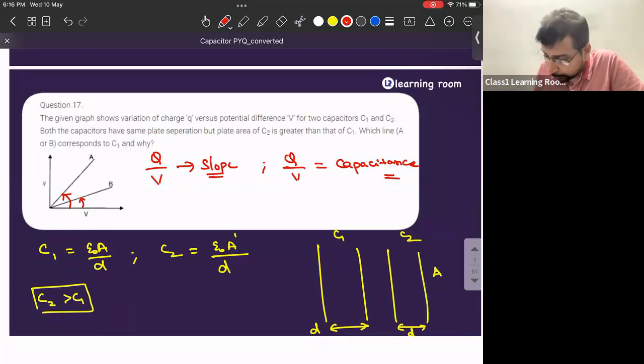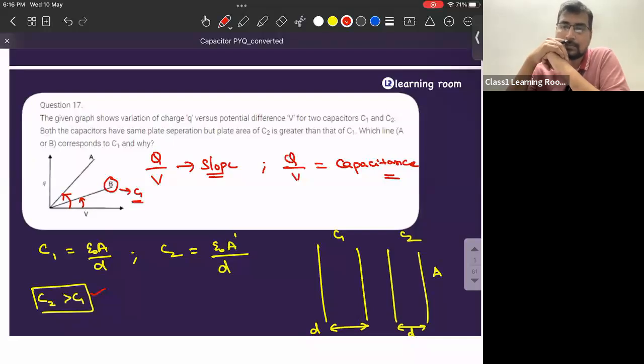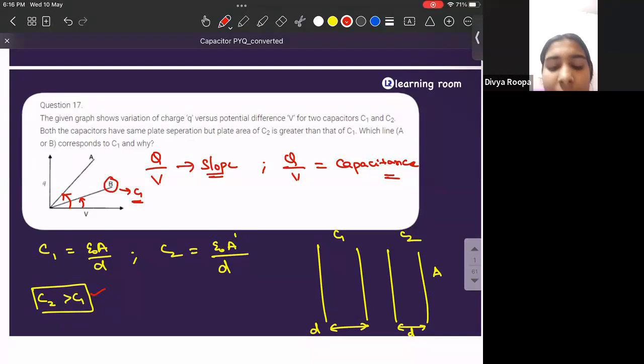Hence, what we can conclude is, since C1 is less than C2, the line which has lesser slope corresponds to the capacitor C1. So answer will be this thing. So the line B corresponds to the capacitor of capacitance C1. Am I clear with this? Yes, sir. So make a note of this.